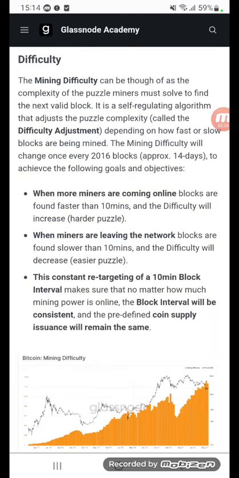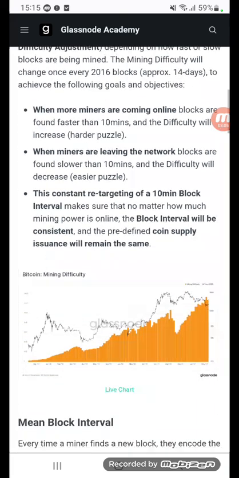Difficulty. The mining difficulty can be thought of as the complexity of the puzzle miners must solve to find the next valid block. It is the self-regulating algorithm that adjusts the puzzle complexity, called the difficulty adjustment, depending on how fast or slow blocks are being mined. The mining difficulty will change once every 2016 blocks, or approximately 14 days, to achieve the following goals and objectives.